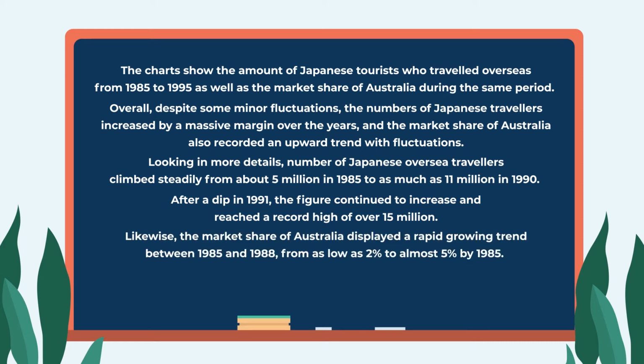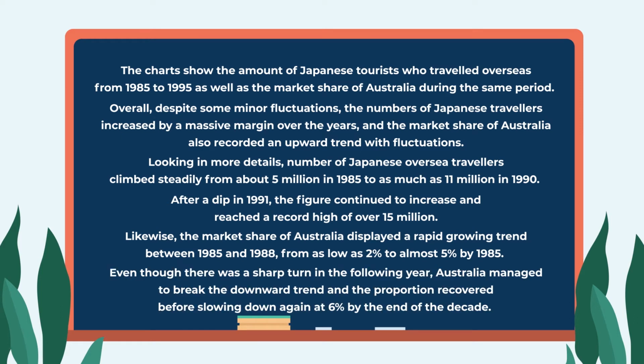Likewise, the market share of Australia displayed a rapid growing trend between 1985 and 1988, from as low as 2% to almost 5% by 1985, even though there was a sharp turn in the following year. Australia managed to break the downward trend and the proportion recovered before slowing down again at 6% by the end of the decade.